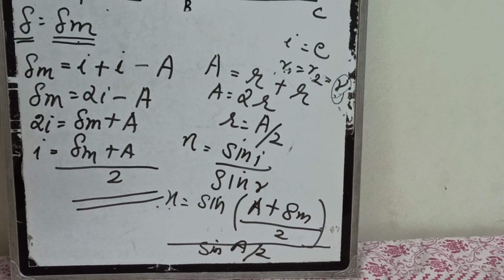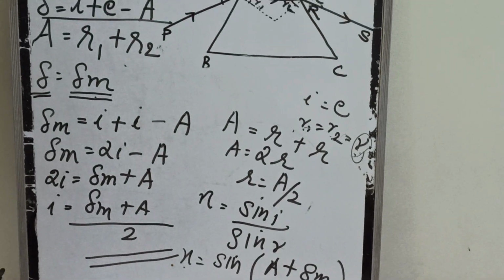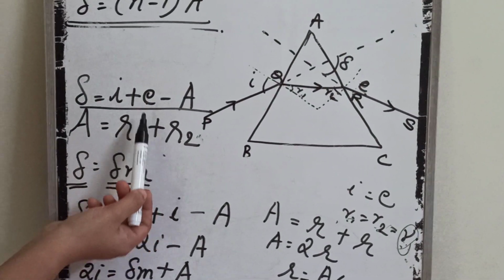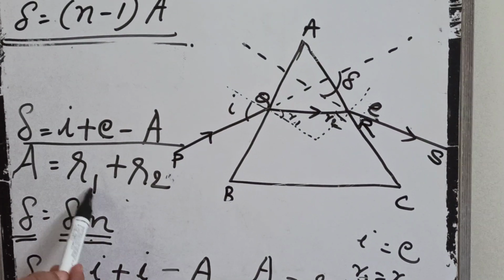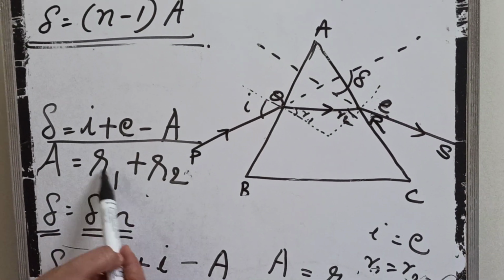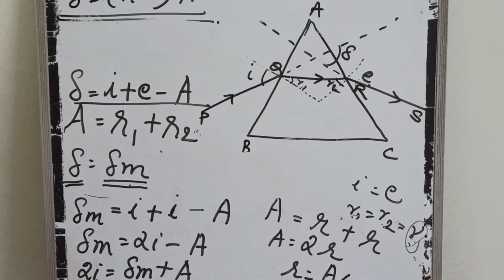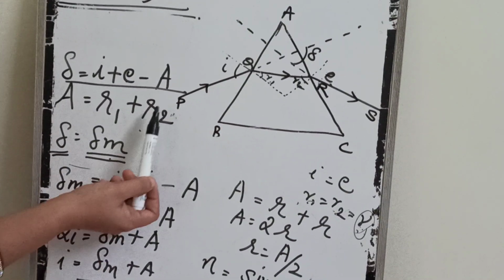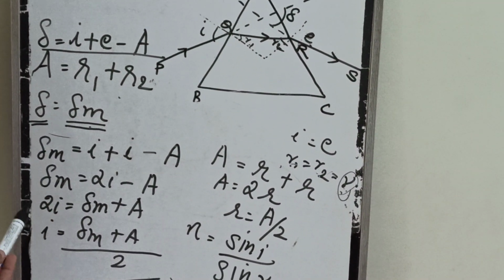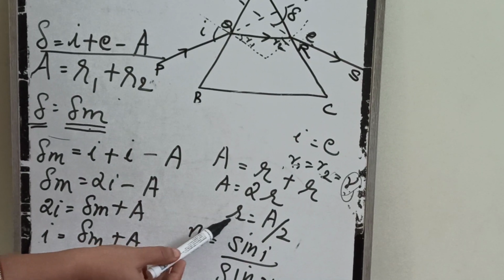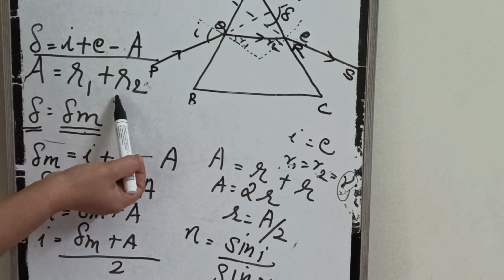Clear? So, it's the continuation of last class. We are taking two equations, i plus e minus A and r1 plus r2. Then we are taking the condition for angle of minimum deviation. At angle of minimum deviation, i equals e, and also r1 equals r2, which we can take as a common value r. Then we are finding the values for i and r. For that, I am substituting the conditions for angle of minimum deviation in these two equations.